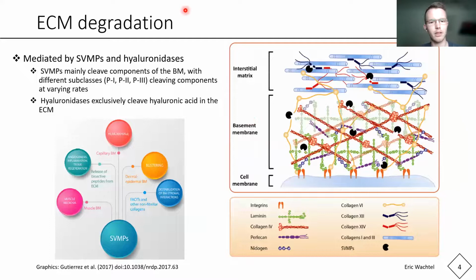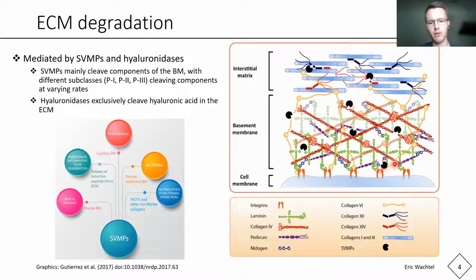Okay, so then the ECM, which is one of the targets of SVMPs, is fairly complex in structure. The ECM basically separates into the interstitial matrix, which we can see above here, which mainly consists of collagens 1 and 3 and some collagen 12 and collagen 14. And then we have the basement membrane, which is mainly made up of collagen type 4, perlecan, and other proteoglycans like nidogen and laminin, and these get cleaved by snake venom metalloproteases.